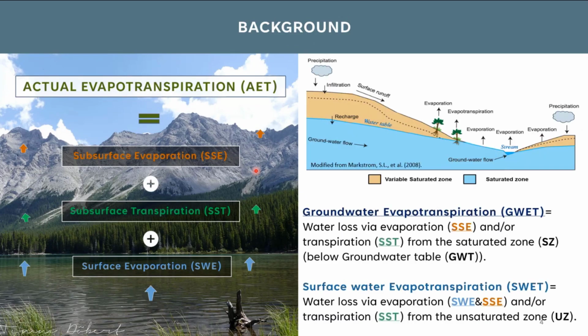And regarding the sources that supply the actual evapotranspiration, we can consider that groundwater evapotranspiration is the water lost via subsurface evaporation and subsurface transpiration from the saturated zone, which means below the groundwater table. And we consider that surface water evapotranspiration is the water lost via evaporation, that could be surface water evaporation or surface evaporation, and the transpiration that occurs in the unsaturated zone, that is above the groundwater table.